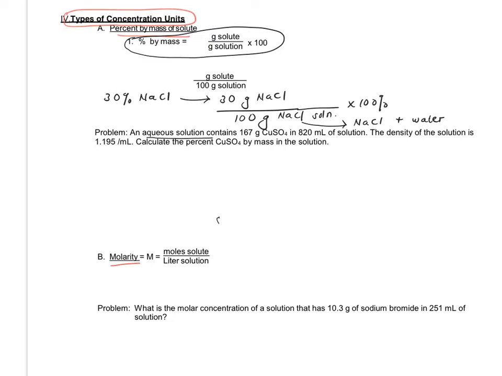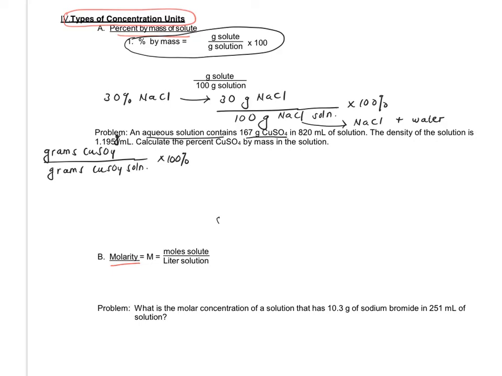We have an aqueous solution that contains 167 grams of copper 2 sulfate in 800 mLs of solution. We're given the density of the solution in grams per mL, and we want to calculate the percent of copper sulfate by mass. So let's first write out our equation. We have our grams of copper 2 sulfate over the grams of copper 2 sulfate solution times 100%. This will give us the percent of copper sulfate by mass.